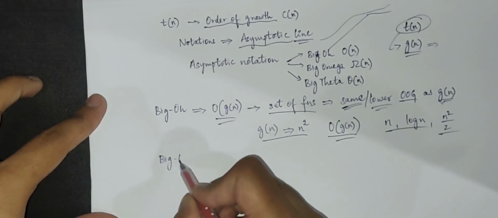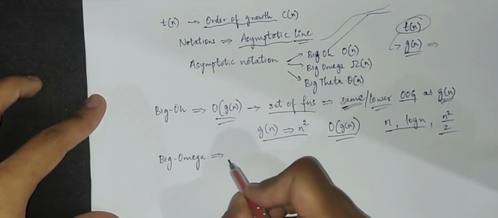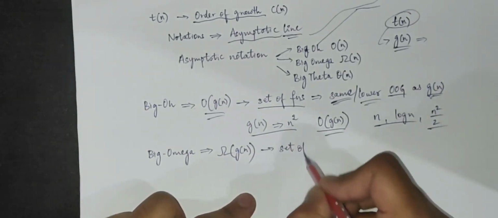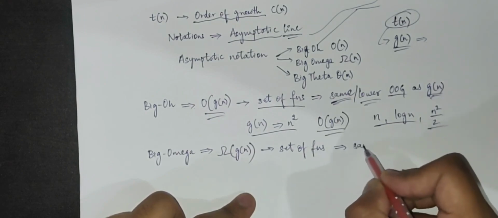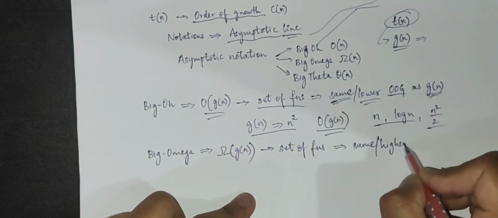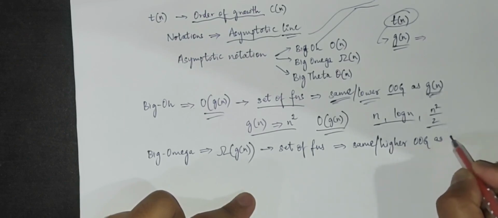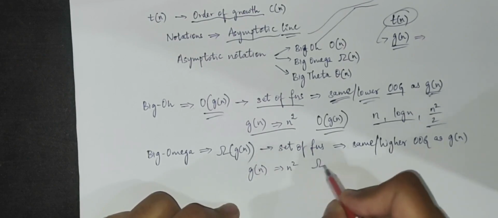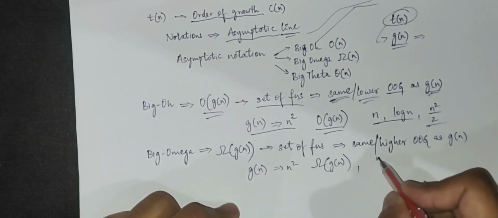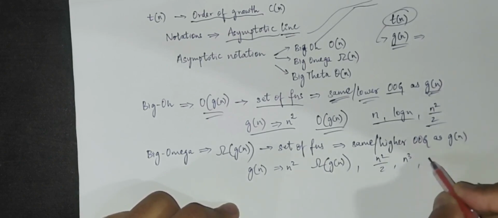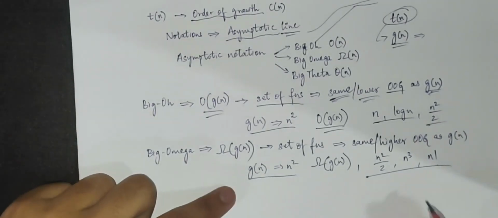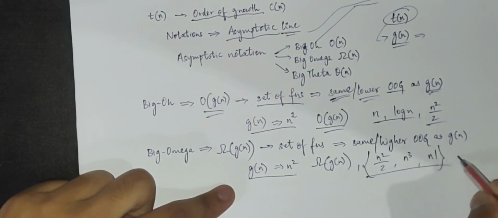Similarly, if we want to talk about big omega, big omega of g of n should be a set of functions again. This should have the same or higher order of growth as g of n. So for example, if we consider g of n as n square, then big omega of g of n might include n square by 2, it might include n cube, it might include n factorial. All these have the same or a higher order of growth when compared to g of n.